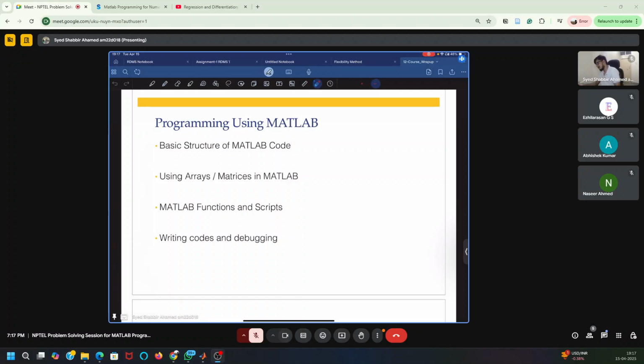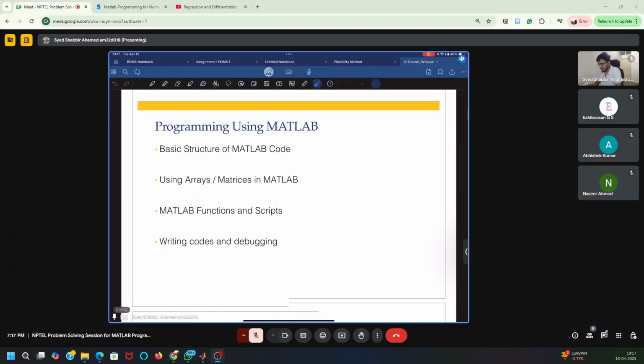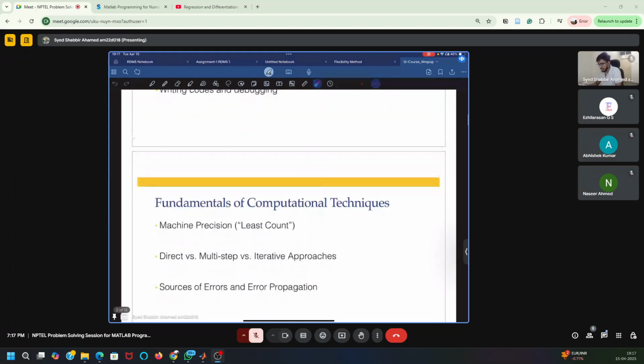It is helpful for anyone who wants to solve computationally intensive problems in engineering or research. I think in the first 2 or 3 weeks we just learned about the basic structure of MATLAB code, arrays, MATLAB functions and scripts, and then we also wrote codes and learned a little bit of debugging.